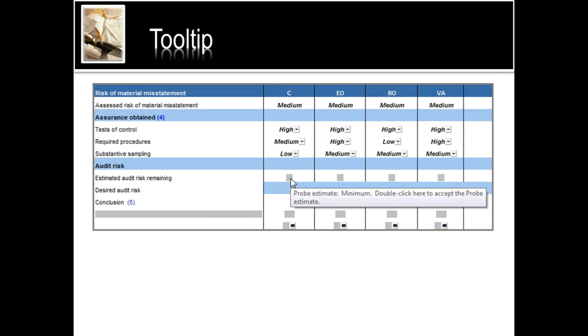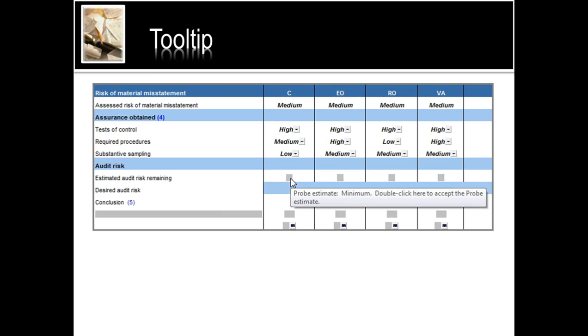If you have completed your assurances obtained, you can just simply hover above that gray block while it's still empty, or even when it's not empty anymore. You hover above it and you get that little screen or message there to say probe estimate, please note estimate minimum. So because you started with a medium, you had high assurance test of controls, medium with required procedures, low with substantive sampling, so you've probably already achieved the minimum desired audit risk. How do I actually accept that? If I like it, double click it, and that's all good to go. Okay, if I don't like it, it's not the end of the world. I apply my professional judgment and I type in there what I want it to be.